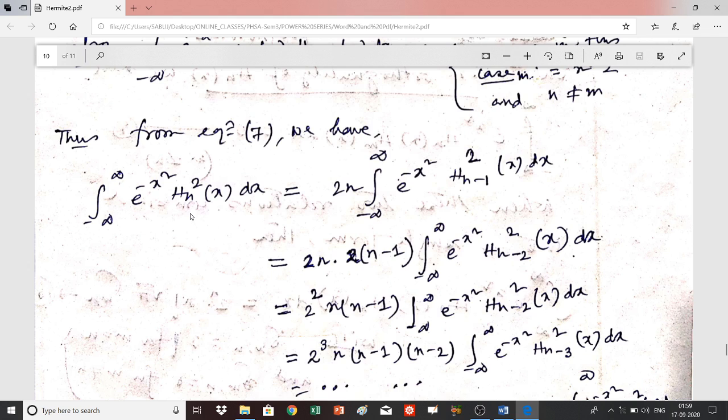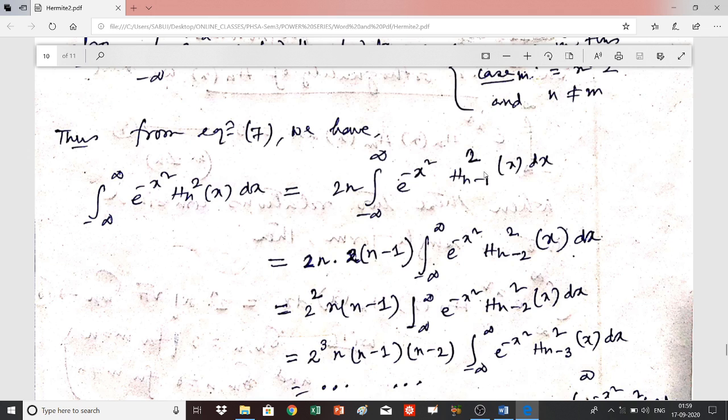So just think of the general case. Here the order of the polynomial is n, so you write here 2n, that is 2 into the order of the Hermite polynomial. Then the integral from minus infinity to plus infinity of e to the minus x square is there, and the order of the Hermite polynomial is decreased by 1, so here it is n, Hn minus 1 square x dx. So in this fashion, this is the common term, and this is a constant term taken here.